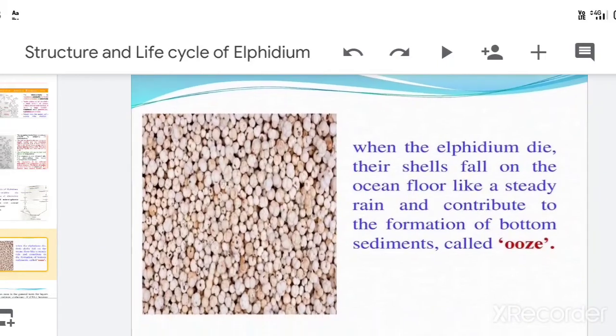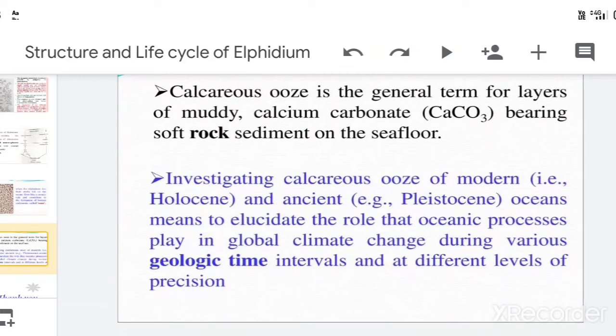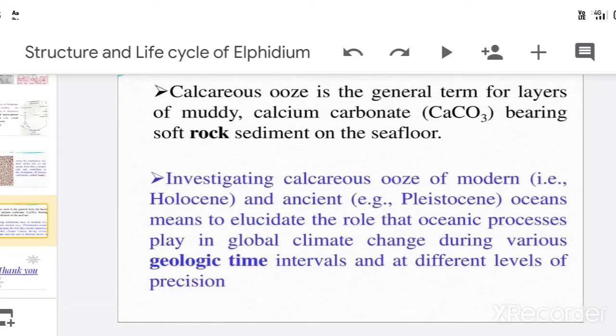Then comes the next part. When Elphidium dies, the shells fall on the ocean floor like a steady rain and contribute to the formation of the bottom sediments called ooze. Calcareous ooze is the general term for layers of muddy calcium carbonate bearing soft rock sediment on the seafloor. Investigating calcareous ooze of modern and ancient oceans means to elucidate the role that oceanic processes play in global climate change during various geological time intervals and at different levels of precision.